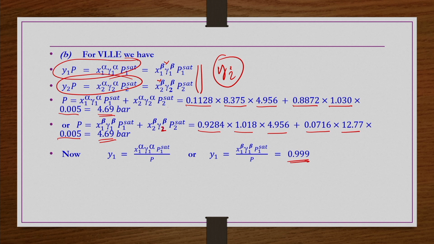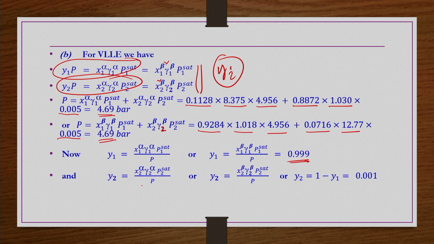So, at this pressure the vapor is almost pure in component 1, only a negligible amount of component 2 is there in the vapor phase. So, Y2 you can get as x2α γ2α P2sat by P, or x2β γ2β P2sat by P, then you can get Y2 as 0.001, or you can simply do 1 minus Y1, then you will get Y2 as 0.001. So now the equilibrium composition of VLLE we obtained as well.